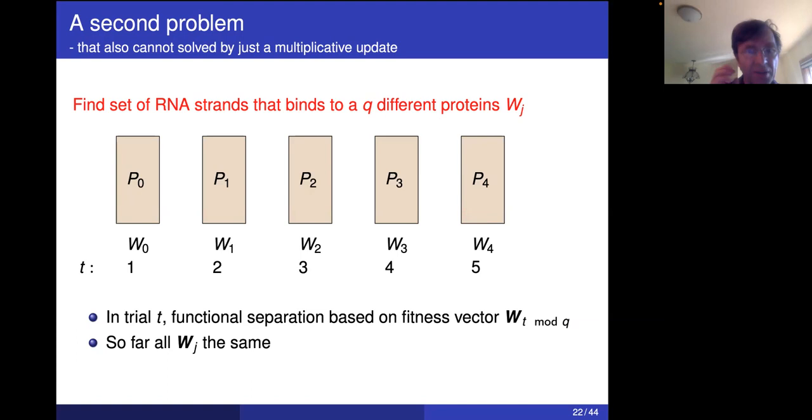So how does training go? You first put in the first RNA sheet, wash off, remultiply. Second sheet, wash off, remultiply. Third sheet, wash off, remultiply. Assume you couldn't do it all in parallel. You have to do it sequentially. So at trial T, you use the T mod Q protein sheet in your process.